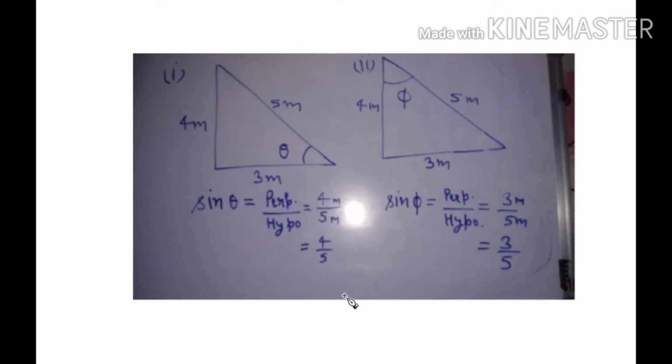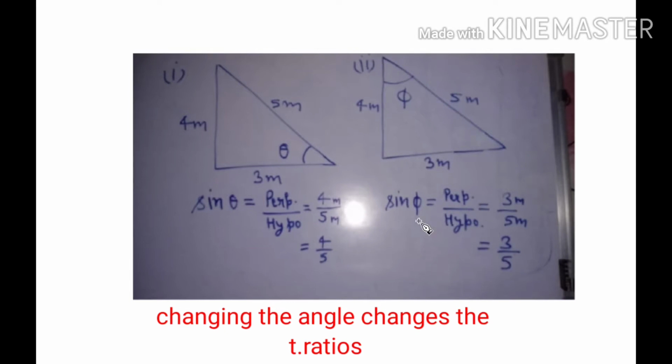Understand? And for the second case, if I am taking phi here, then the perpendicular will be this side, and 4 meter will be the base. So 3 meter by 5 meter gives 3 by 5. Are you clear? So see, when I take theta, the value is 4 by 5. When I take phi here, the value is 3 by 5. It means changing the angle changes the ratios. So from this question, I made it clear that changing the angle changes the ratios.